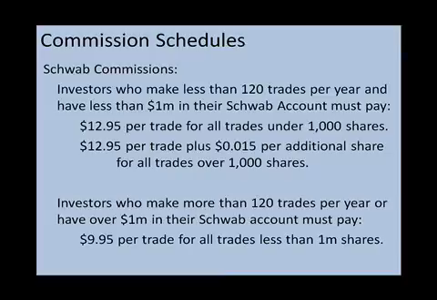Now, investors who make a lot of trades, so more than 120 trades per year, or have over $1 million in their Schwab account, only pay $10 per trade for all trades that are less than 1 million shares. Does this commission schedule make sense? Well, it does from Schwab's view. They want to encourage people to trade more or in larger quantities. And that's what they're doing.